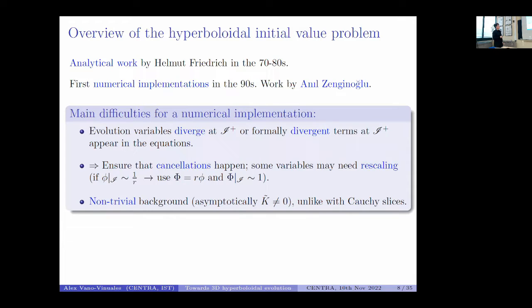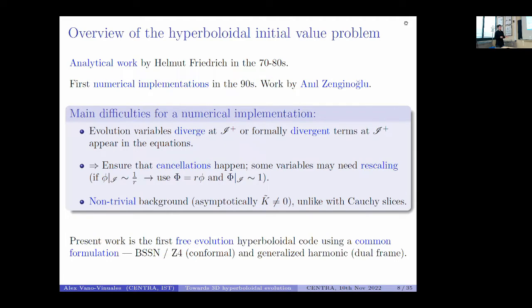And on top of that, the background that we have, which is that asymptotically the trace of the extrinsic curvature, which is usually 0 for Cauchy slices, standard space-like slices, is not 0 in this case. It's a non-zero value, and that gives us a non-trivial background that we have to deal with in our gauge conditions, which is a choice we put into how we solve the equations.